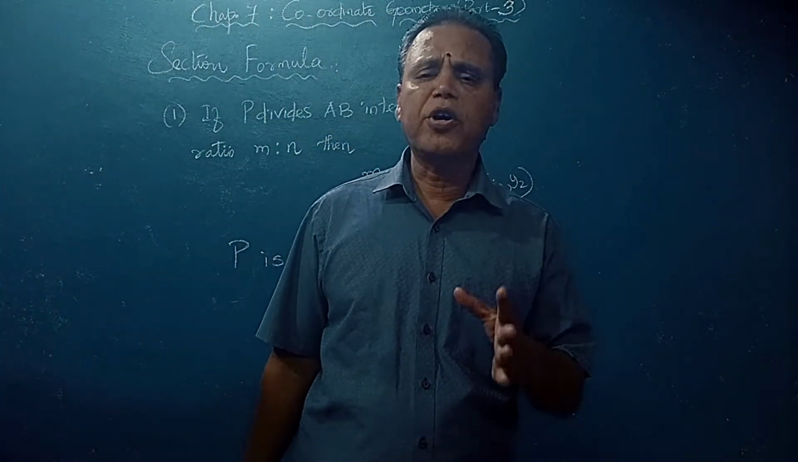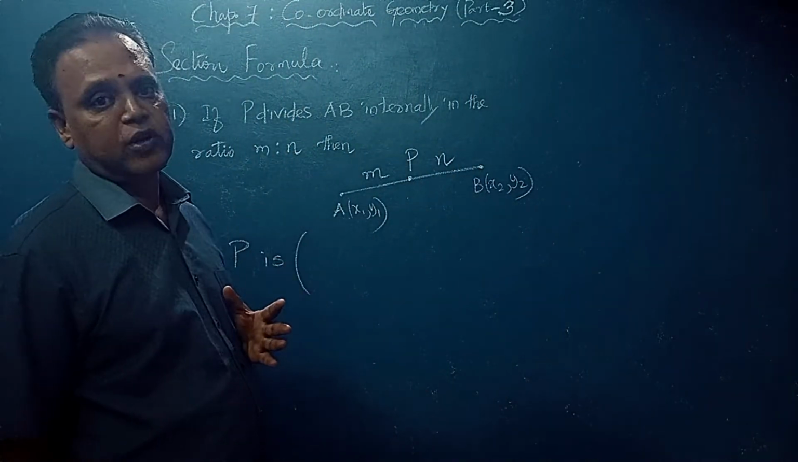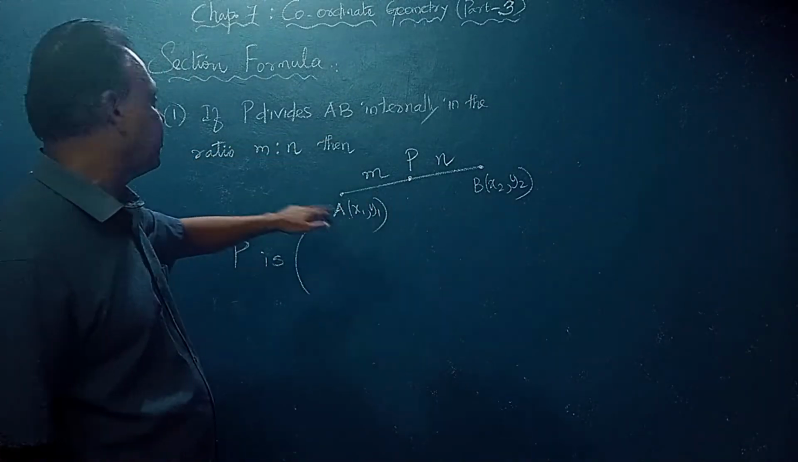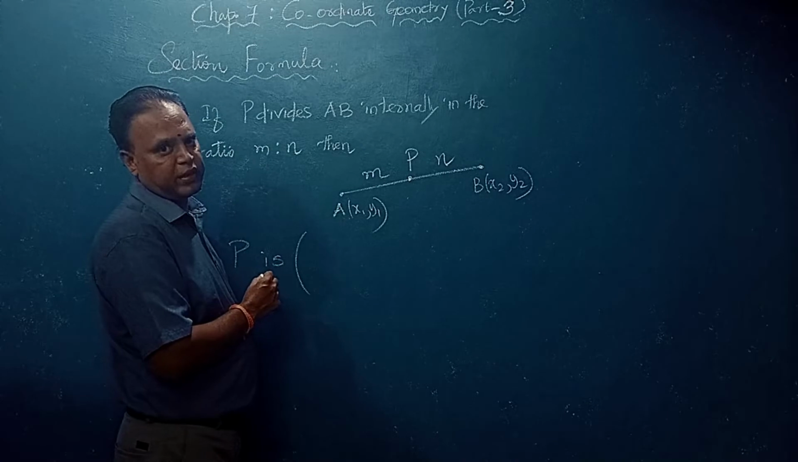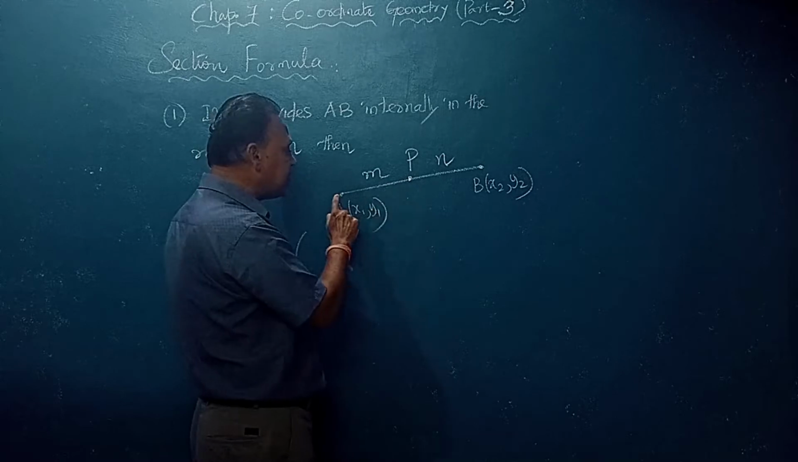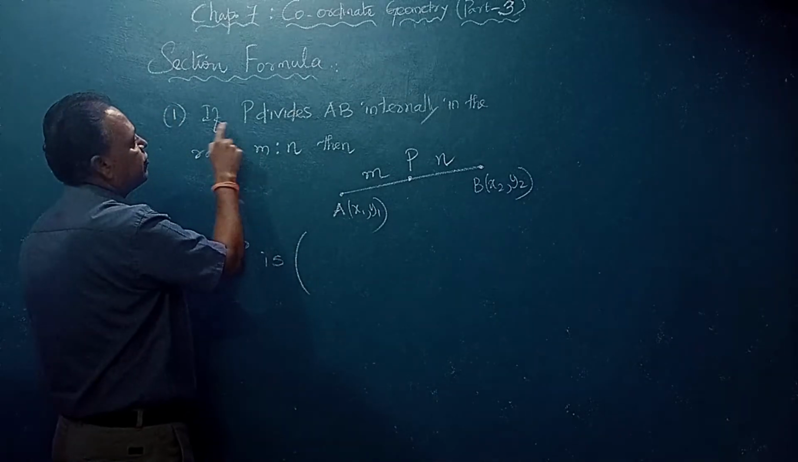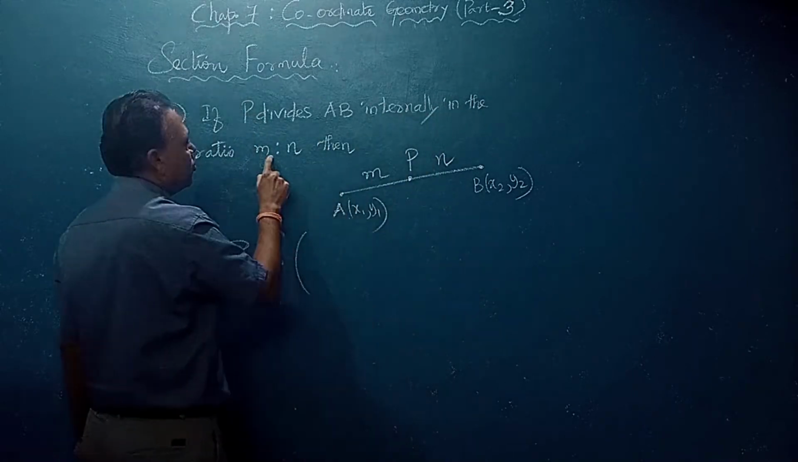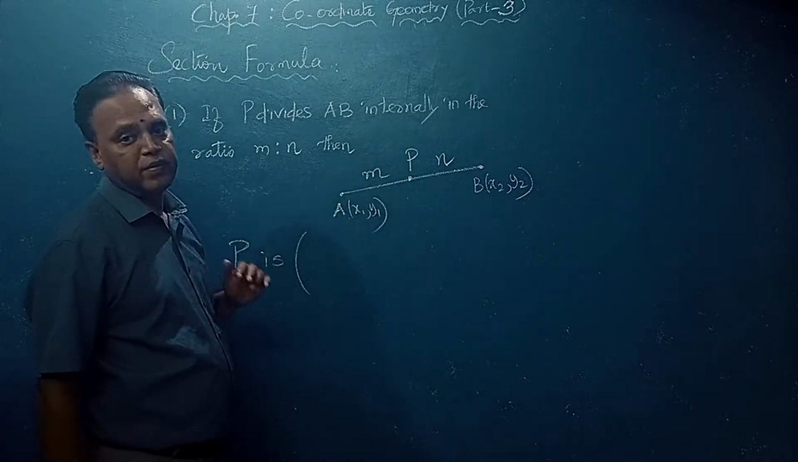So next we will see an important topic, that is the section formula. In this chapter you have the section formula. See, first formula: if P divides AB internally in the ratio m is to n, then how will you write P? That is very important. The point P divides AB in the ratio m is to n. If P divides AB internally, that means inside, in the ratio m is to n, then what will be P?